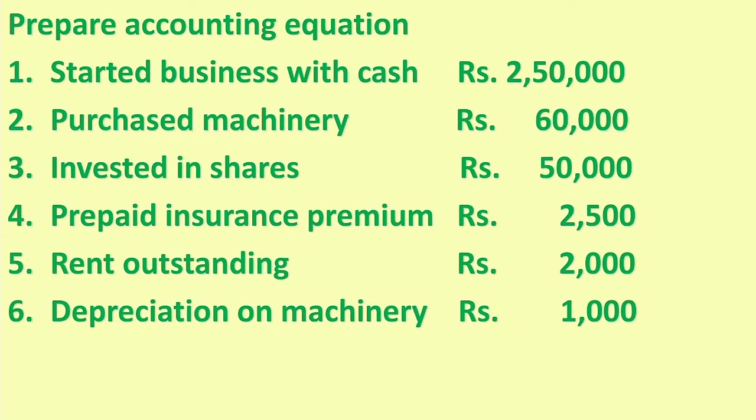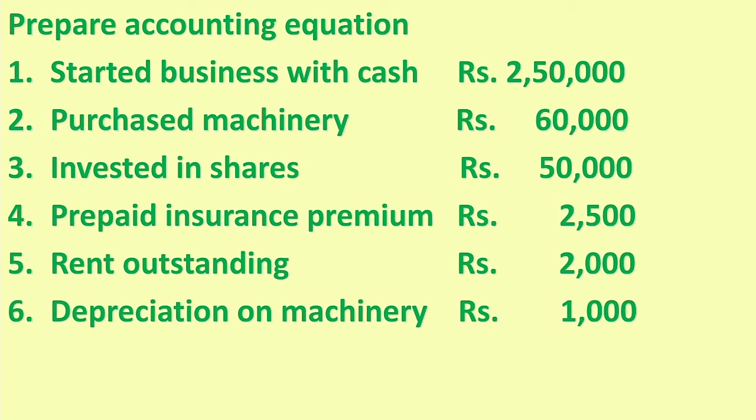Prepare accounting equation. Started business with cash rupees 2,50,000, purchased machinery rupees 60,000, invested in shares rupees 50,000, prepaid insurance premium 2,500, rent outstanding rupees 2,000 and depreciation on machinery rupees 1,000. These are the transactions. And the first one, started business with cash rupees 2,50,000.